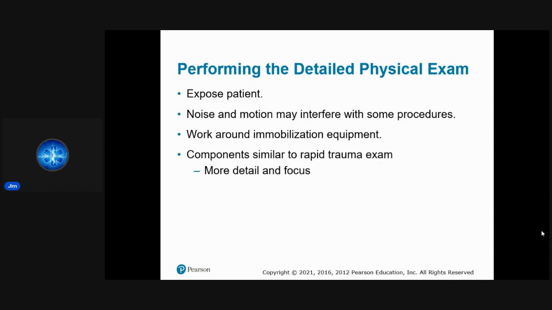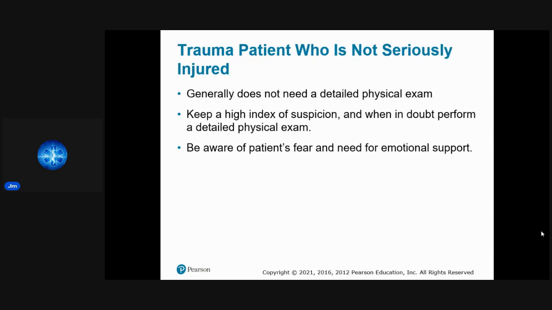We have to work around immobilized patients. We can't take them off the backboard. We have to work around them. Can't take the neck collar or the seat collar off. So we have to work around that. And remember, it's just like your rapid trauma head to toe, but it's more detailed, more focused. So it's like a slowed down head to toe rapid trauma, and we're really focusing on looking for DCAP-BTLS.